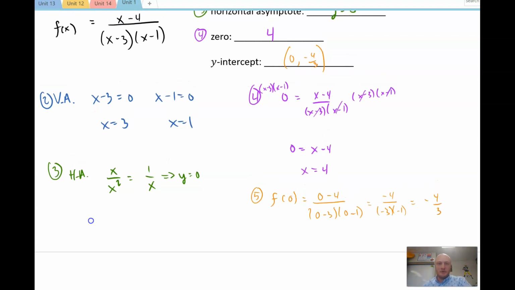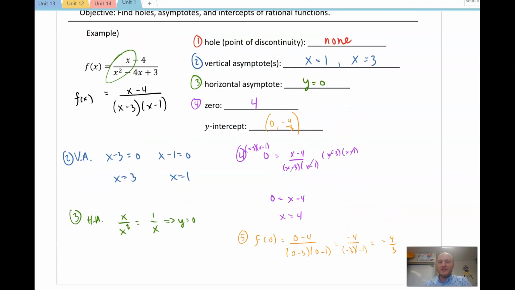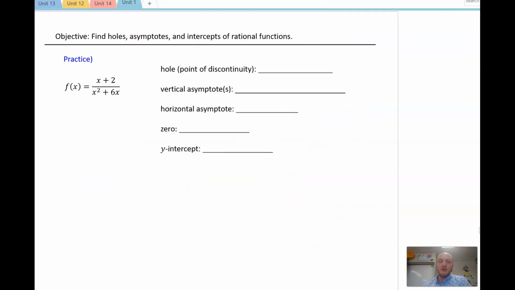So those are just kind of 2 examples that are a little bit different. Here is a practice problem. Please pause the video. I want you to go ahead and try this one.